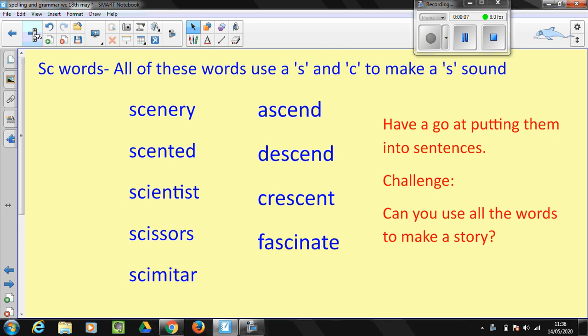So your spellings for this week are SC words. All of these use an S and a C to make an S sound. Have a go at putting these words into sentences. You'll need to find out what they mean first. And as a challenge, can you use all the words and put them into one story? Have a go.